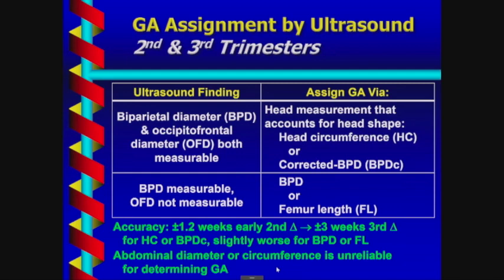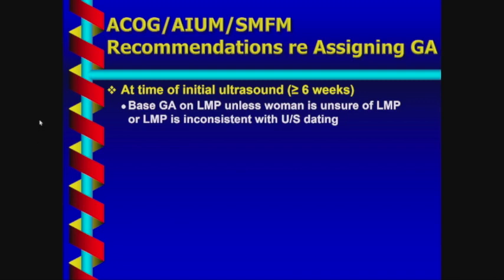One thing that's important to point out is the abdominal diameter or circumference is not reliable for estimating or determining gestational age. There's too much variability from fetus to fetus at any given gestational age in their abdominal diameter for it to be a useful method for determining age.